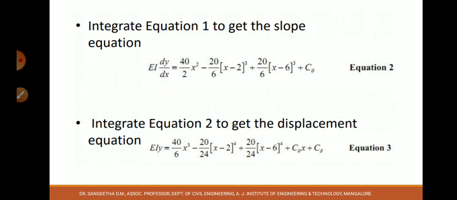Again integrating the second equation to get the displacement, EI into y, integrate the equation, you get EI into y equals 40 by 2 into x cube minus 20 by 6 into 4, 24, (x minus 2) whole power 4 plus 20 divided by 6 into 4, (x minus 6) whole power 4, 6 into 4 becomes 24 here. So, (x minus 6) whole power 4, plus C1 into x plus C2.